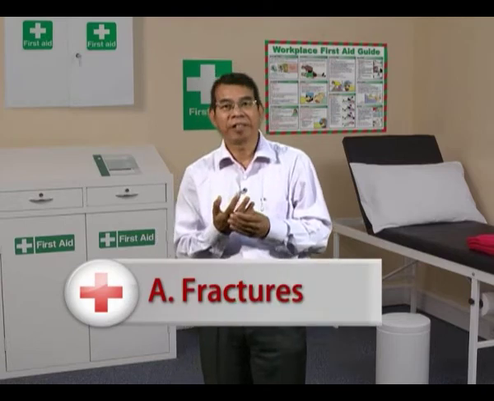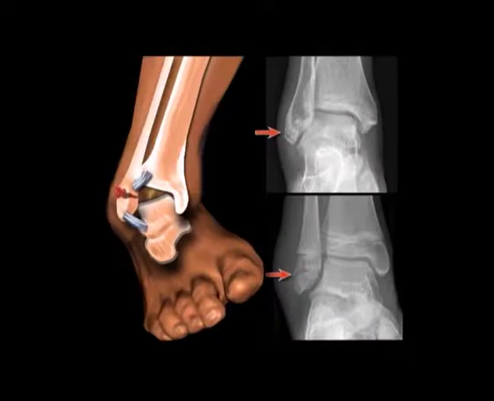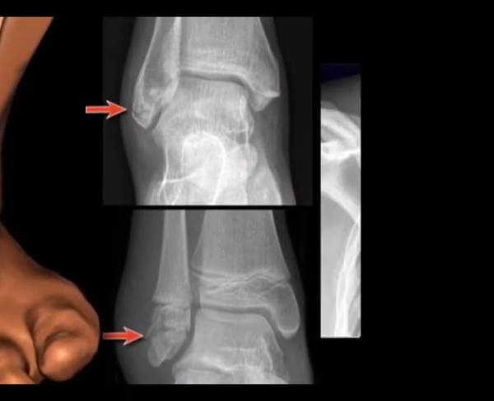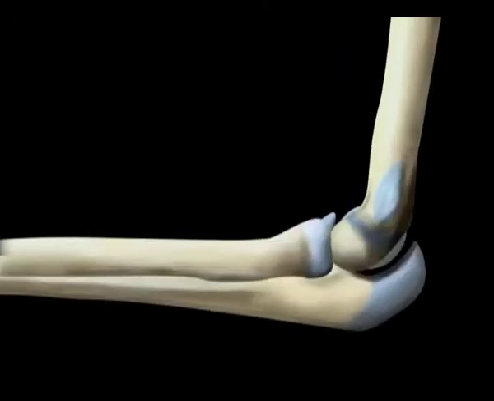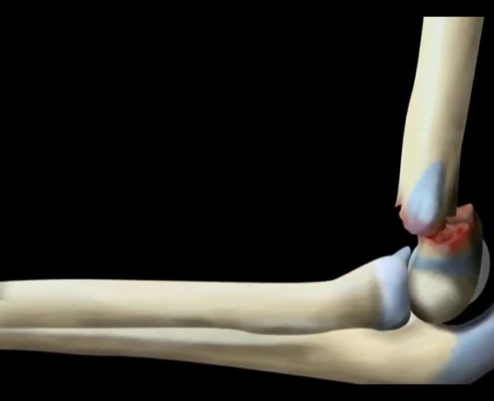Number A, the fractures. A fracture is a partial or complete bend, crack, or breakage of a bone caused by a direct or indirect force to the bone. When a direct force is applied, the bone breaks at the point of application of the force.